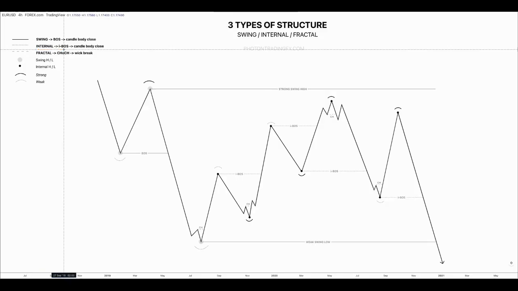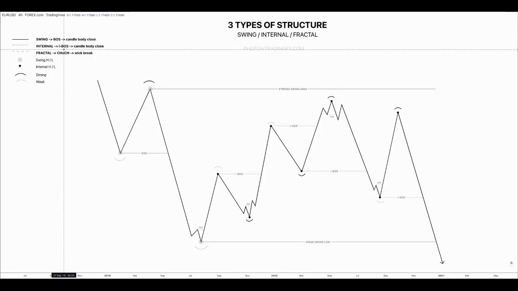Now, I was originally planning to do its own individual lessons on it, just like we have for swing and fractal. But really, you can't draw your internal structure unless you already are drawing your swing structure. You have to have them both at the same time. So I just thought may as well jump straight into putting all 3 types together now. And I think it will make a lot more sense.